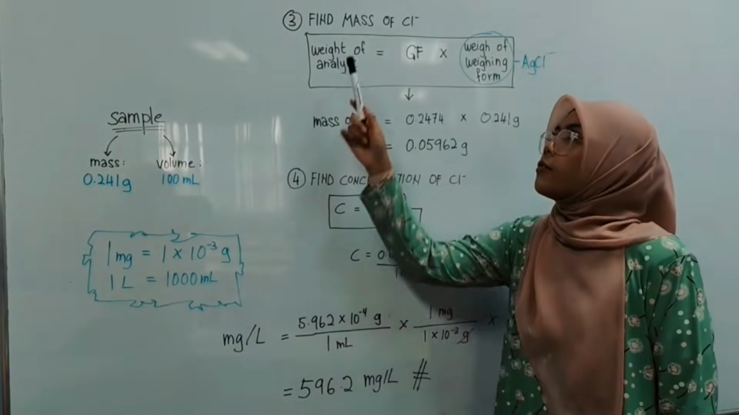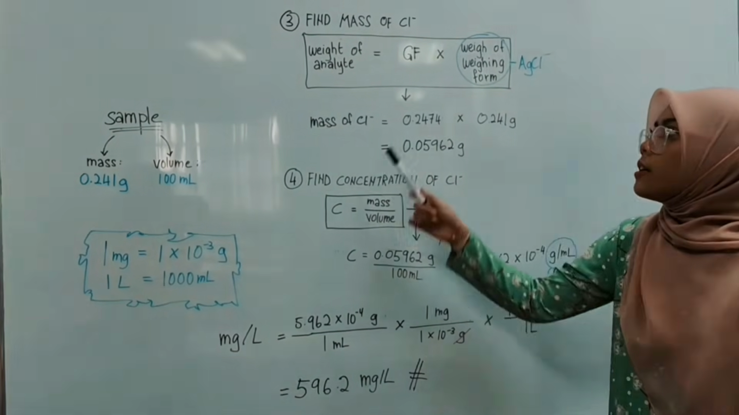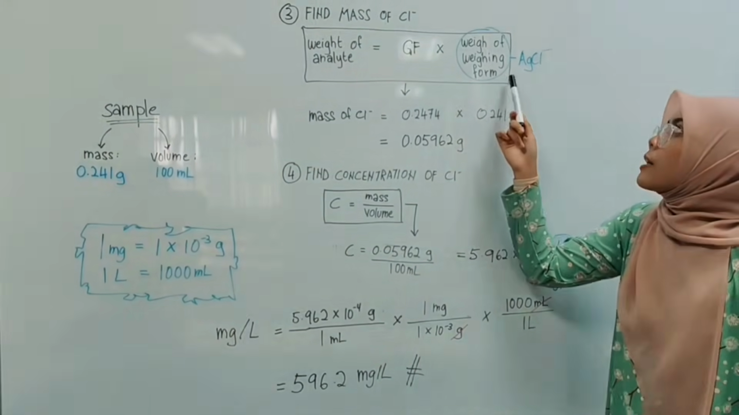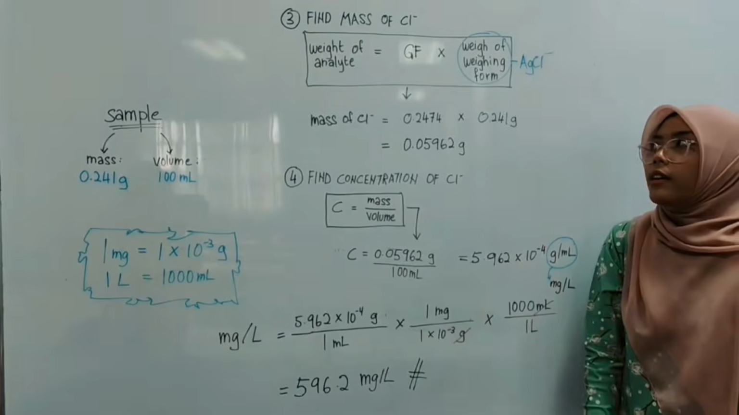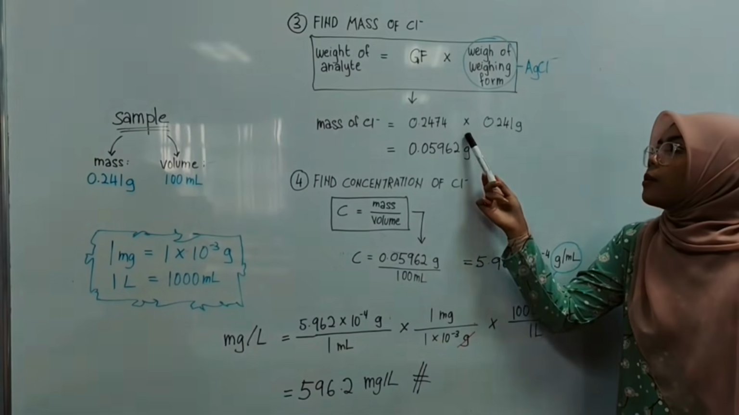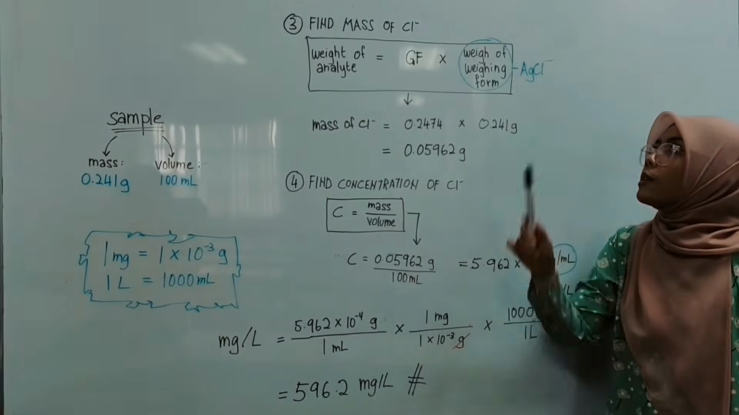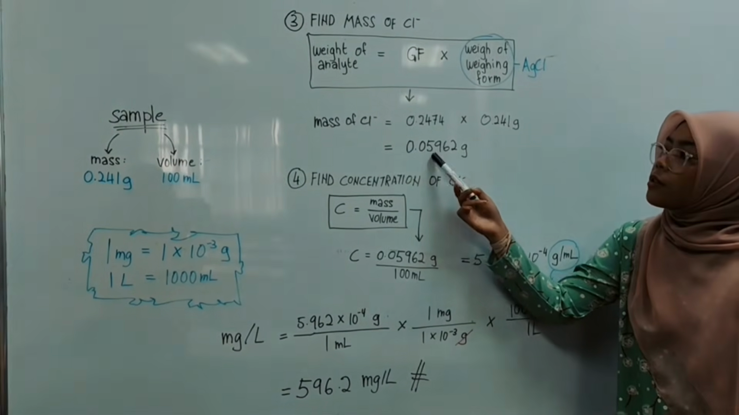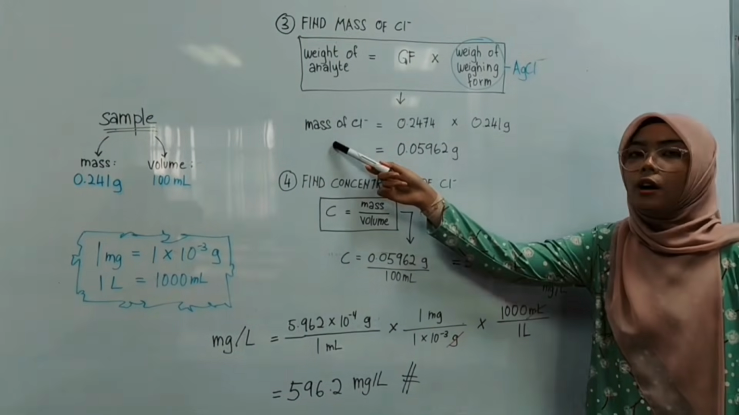The third step is we need to find the mass of our chloride ion. So this is the formula. We use our GF value times our weight of silver chloride. So our GF value 0.2474 times 0.241 gram, which is our weight of silver chloride, and we get 0.05962 gram, which is our mass of chloride ion.